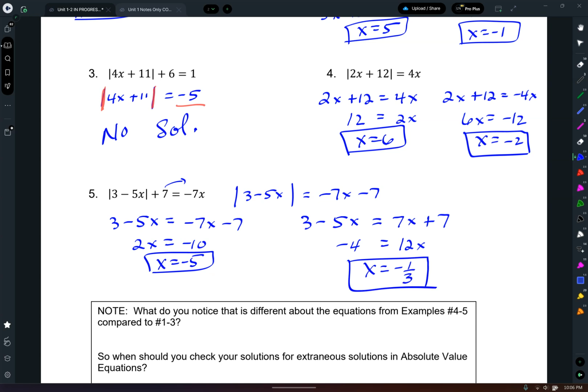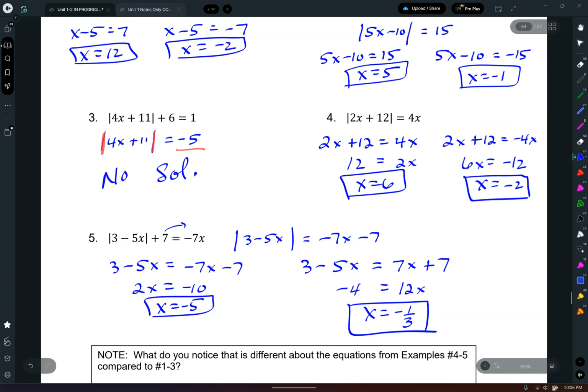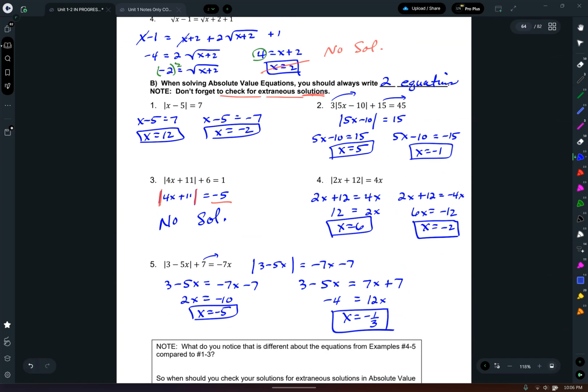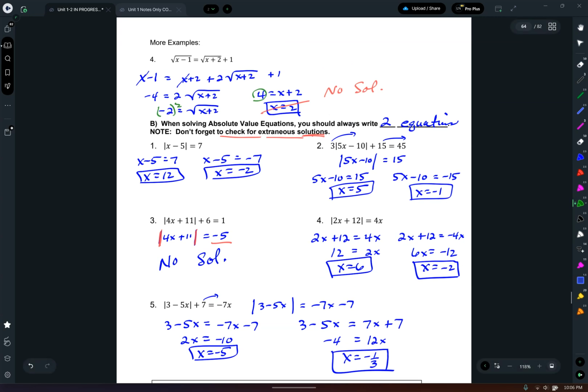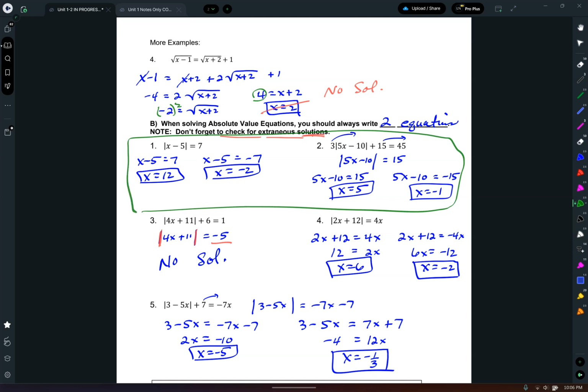Okay, so remember we were supposed to check for extraneous solutions. Okay, so I'm telling you, you can just trust me on that. If I check any of these first two, now we already took care of number 3, but any of these first two, both of the answers are going to work. Just trust me, they work.